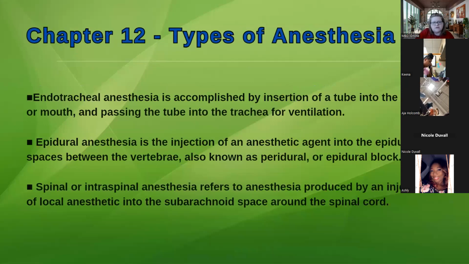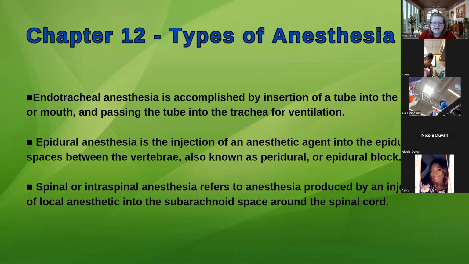Some of the different types of anesthesia are good to know, just in case y'all go to work for a hospital, a general practitioner, anything like that where somebody has undergone anesthesia. Sometimes they do it in office. All right, so endotracheal anesthesia is accomplished by insertion of a tube into the nose or mouth and passing the tube into the trachea for ventilation. That's pretty much exactly what it sounds like. They take a tube, put it down into your body, and administer your anesthesia that way.